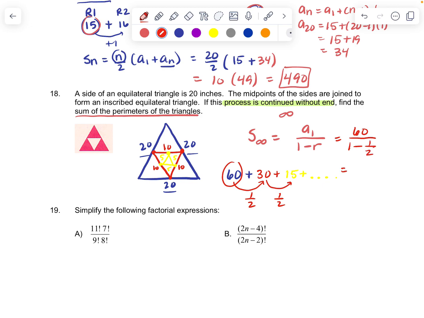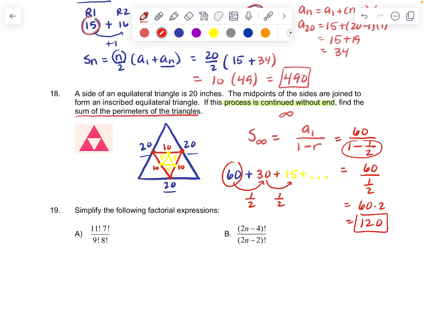Okay, and then if I go ahead and do that, it's 60 over 1 minus 1/2, which is 1/2. And you guys, if I divide by a fraction, I'm really just multiplying by the reciprocal. Look, I didn't even need a calculator. We're too smart for that, right? So it should be 120.